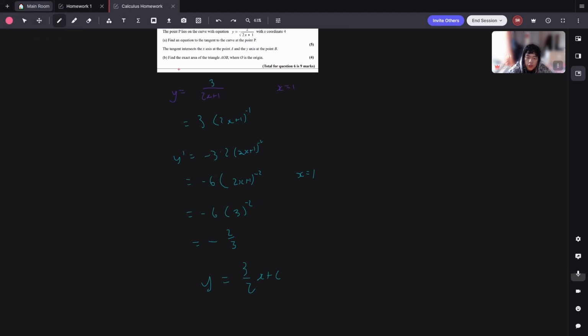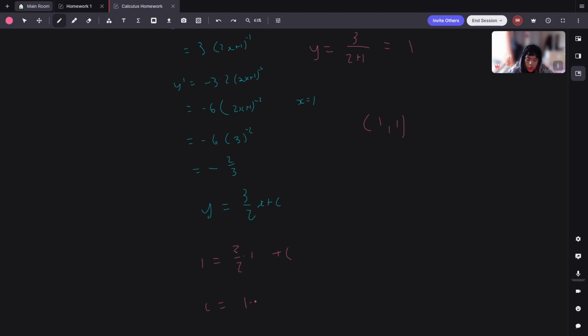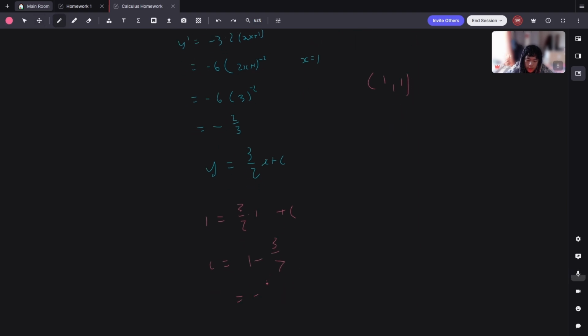So for the y value, we just put x back in. So y equals 3 over 2 plus 1, which equals 1. So the coordinates are 1, 1. We just put that back into here. 1 equals 3 over 2 times 1 plus c. So c equals 1 minus 3 over 2, which equals minus a half.